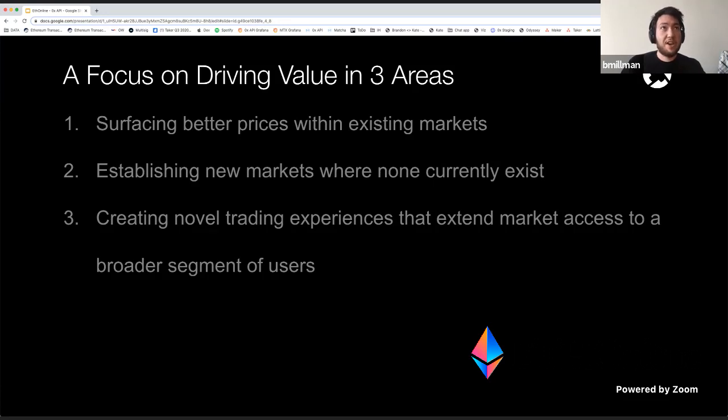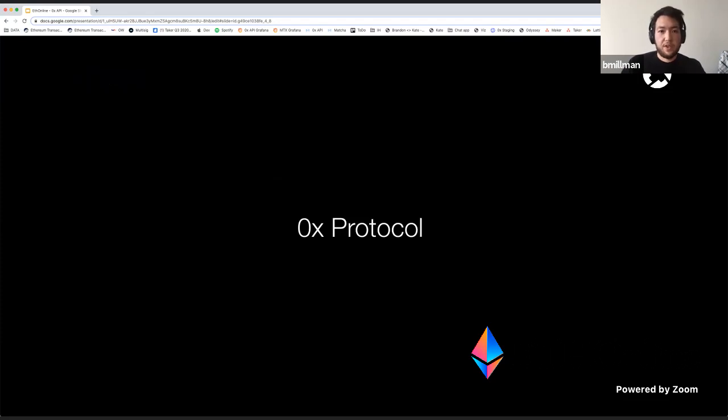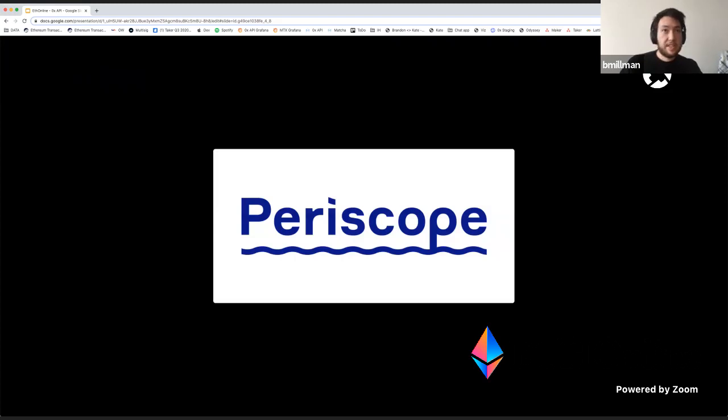So how do we drive value in all these areas? Well, we have a couple different ways of doing that. First is the development of the 0x protocol itself. This is our core DEX technology that lives as a combination of smart contracts on Ethereum and advanced off-chain infra that helps connect traders that want to trade with one another. The next thing that we have in-house is Periscope trading. Periscope is a crypto-native trading desk that helps surface competitive prices and bring liquidity to DeFi and other nascent P2P markets.